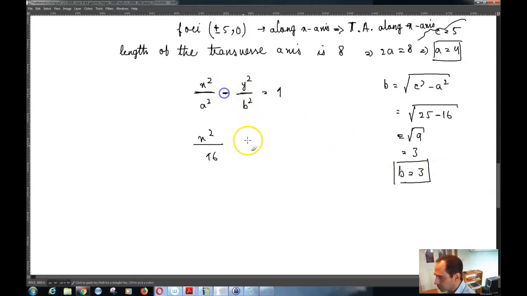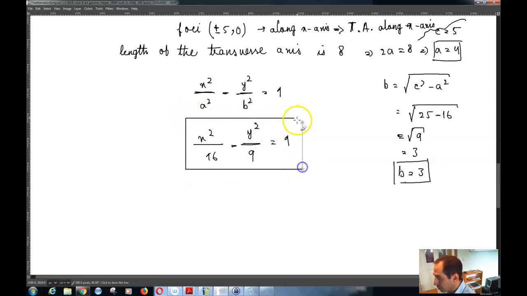This is supposed to be a negative sign: minus y squared over b squared, which is 9, is equal to 1. And that is the equation of your hyperbola. So this was question number 10: x squared by 16 minus y squared by 9 is equal to 1.